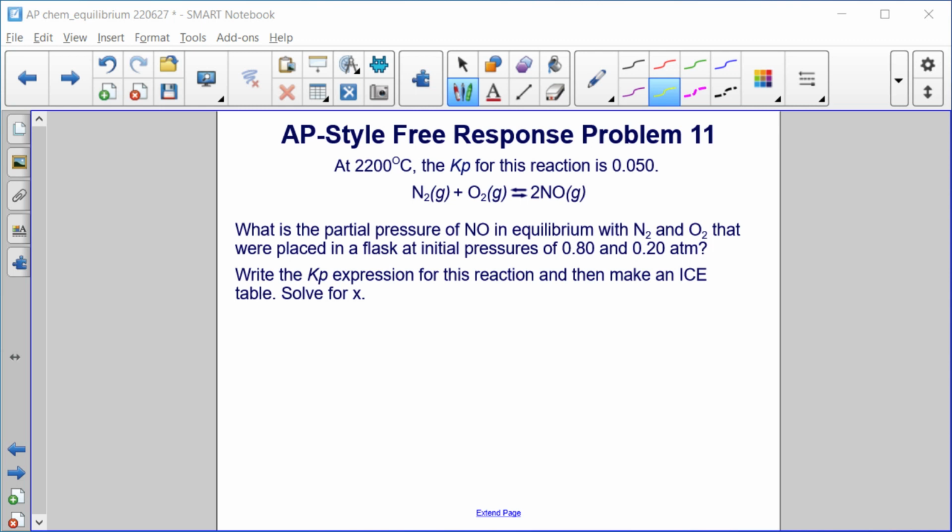AP Style Free Response Problem 11. At 2200 degrees Celsius, the Kp for this reaction is 0.050. We have N2 plus O2 produces 2NO. What is the partial pressure of NO in equilibrium with N2 and O2 that were placed in a flask at initial pressures of 0.8 and 0.2 atmospheres? Write the Kp expression for this reaction and then make an ICE table to solve for X.